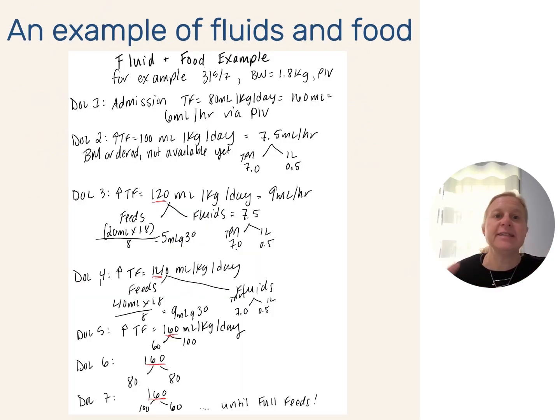So let's look through an example. We start on total fluids. We only have parenteral nutrition and we want to change to enteral nutrition. So here we're going to have a 31 5/7 weeker who weighs 1.8 kilograms or 1,800 grams.